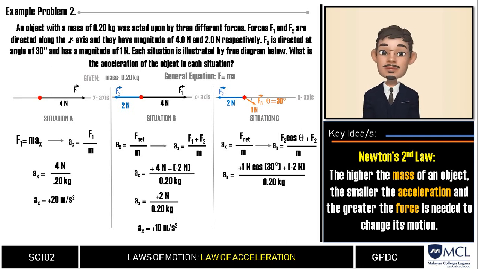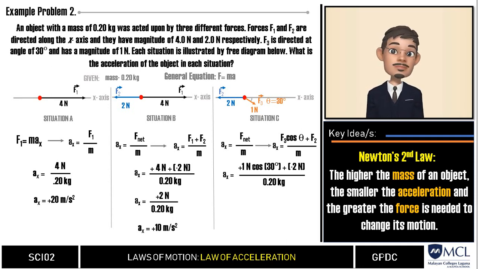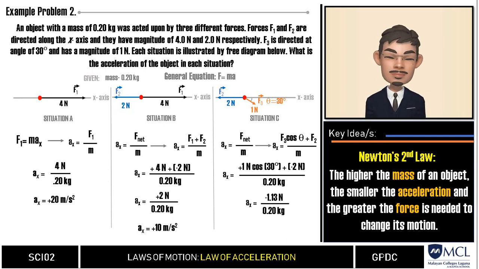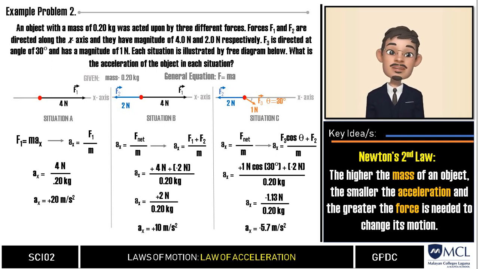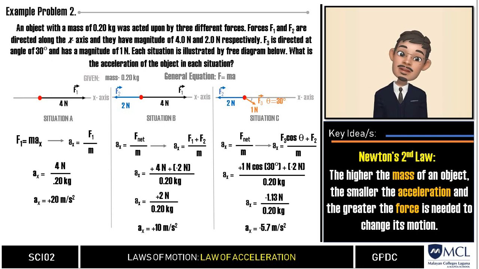Our resultant vector will be negative 1.13 newtons. Do not worry if it is negative. It only means that the greater force pulls in the negative direction of the x-axis. Divided by 0.2 kilogram, which is our mass, our acceleration will be negative 5.7 meters per second squared. This means that the object is accelerating towards the negative direction of the x-axis.